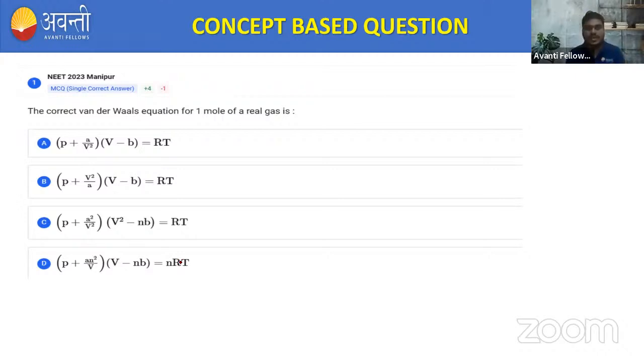ठीक है. सो ये क्वेश्चन हम लोगों को करना है अच्छे से. ठीक है. So the correct van der Waals equation for the 1 mole of real gas is. So we all know that what is ideal gas?